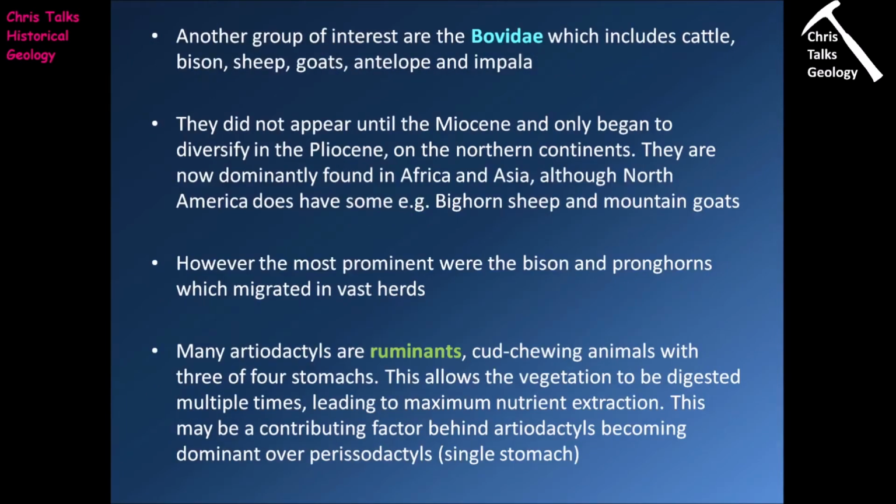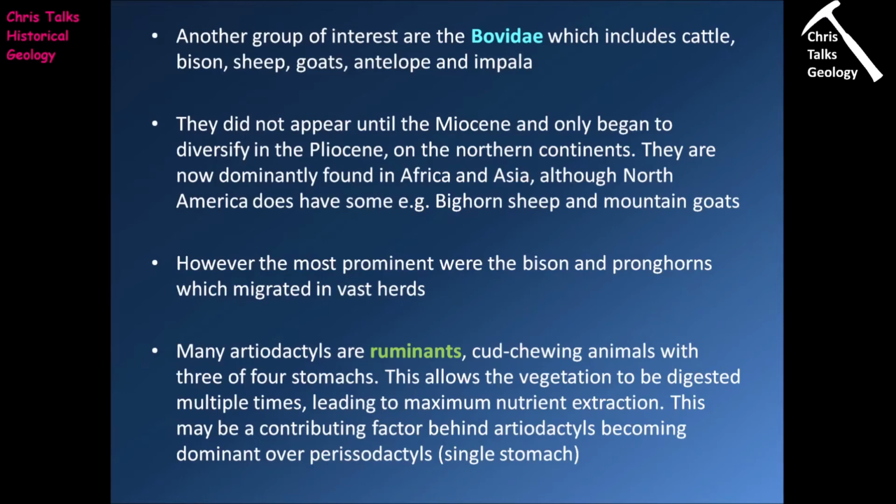Another group of interest are the Bovidae, and this is the group that includes cattle, bison, sheep, goats, antelope, and impala. Now, they don't appear until the Miocene, and they only begin to diversify in the Pliocene, so they're actually quite a late developing group. They are dominantly found on the northern continents, primarily North America, with some examples in Europe and Asia. In the modern world, they are now dominantly located in Africa and Asia, although North America does have some examples like bighorn sheep and mountain goats.